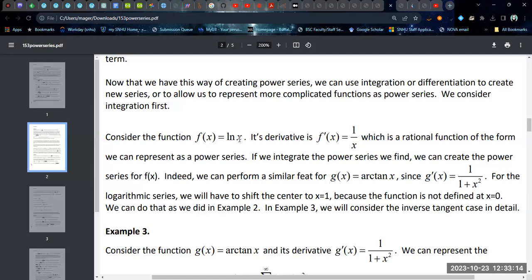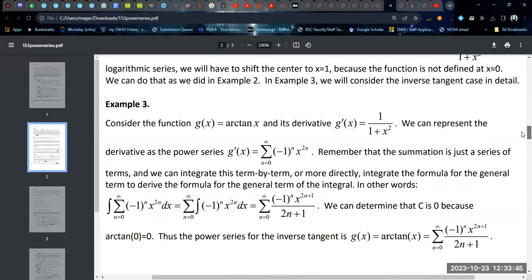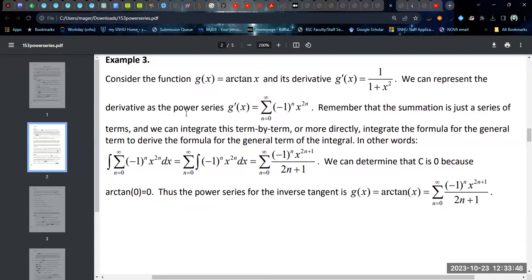Now we're going to walk through one of these examples. For the log function, x is centered at 0, and it's not defined at 0. So you're going to have to do something like the example that we were just looking at, where you're shifting the center off of 0, maybe to 1 or something like that, which is typical, and then proceed from there. The arctan doesn't have that initial issue, so we can go ahead and find the power series for that much more easily without having to jiggle things.